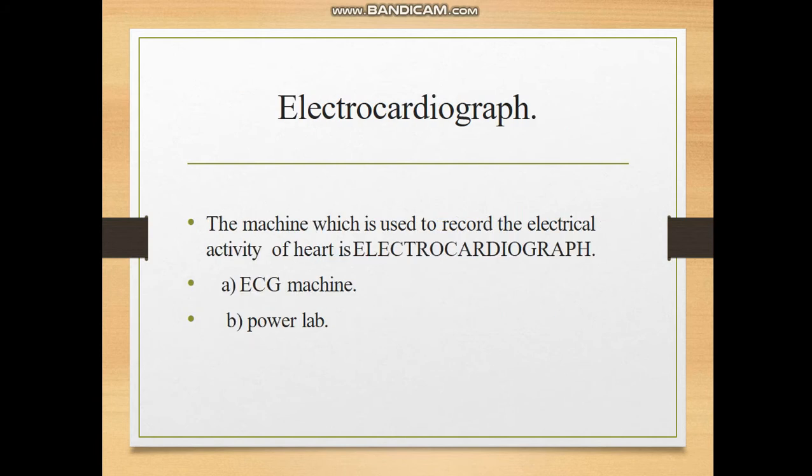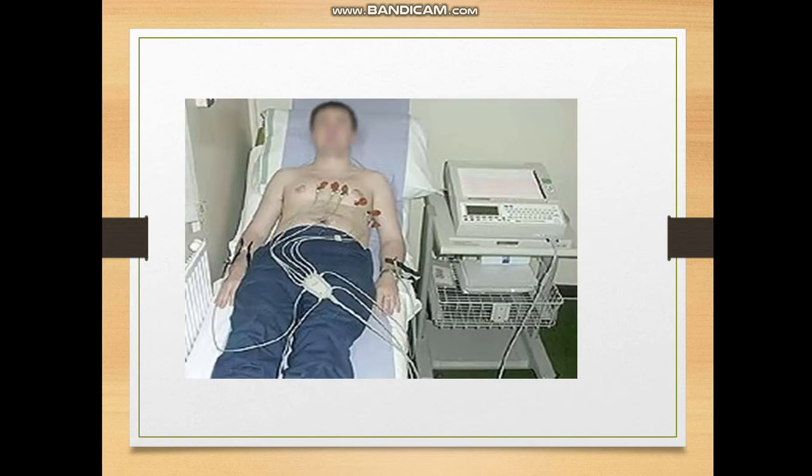The machine which is used to record the electrical activity of the heart is known as an electrocardiograph, and the record is known as an electrocardiogram. The ECG machine and nowadays also a new device, PowerLab, are used for the attainment of this electrocardiogram, the electrical activity graph of the heart.